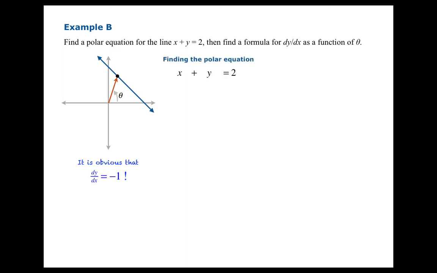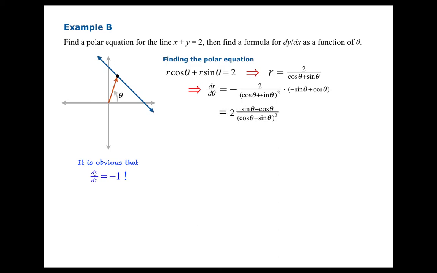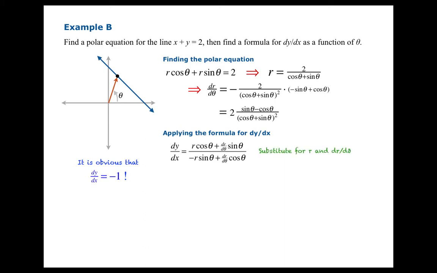So x plus y equals 2. We can replace x and y with the conversion formulas r cosine theta, r sine theta. Factor the r, divide out by cosine theta plus sine theta. There's our polar equation, our polar curve, r explicitly in terms of theta. Dr d theta, we can apply the power rule, the chain rule, simplify that a bit, and there's our derivative. So now we're going to plug all of this information into our formula for dy dx. We have to substitute r, and we have to substitute dr d theta.